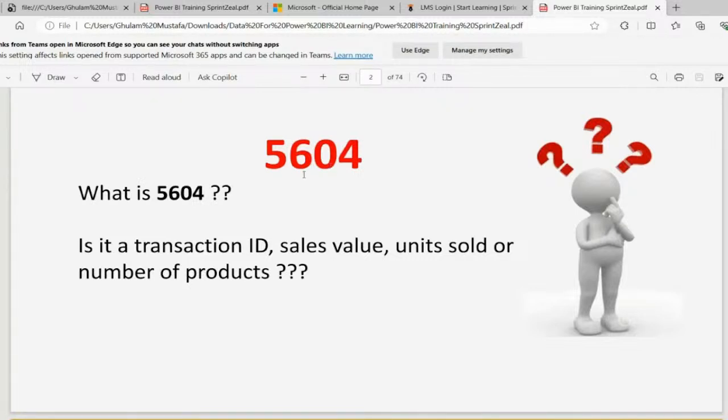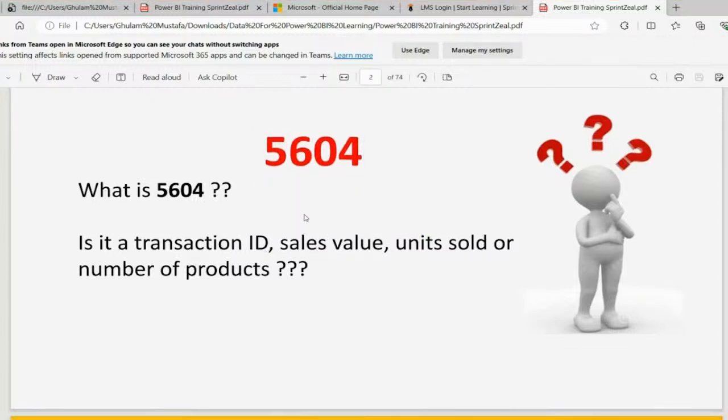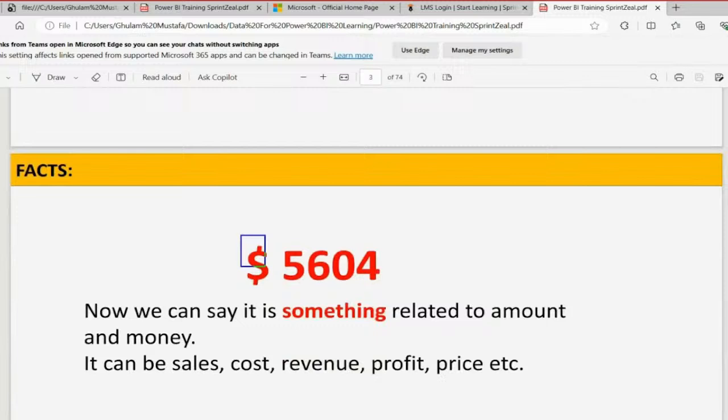We did not apply any kind of logic. So 5604 can be a security code, a transaction ID, a sales value, the number of units sold, or the number of products the company has. So I applied a dollar sign to it. Now I can say that 5604 is something related to money, an amount. An amount could be cost, revenue, or profit. I have a number, and this number is meaningless for me unless I apply some dimensions, some descriptions about that number, so I can understand it accordingly.